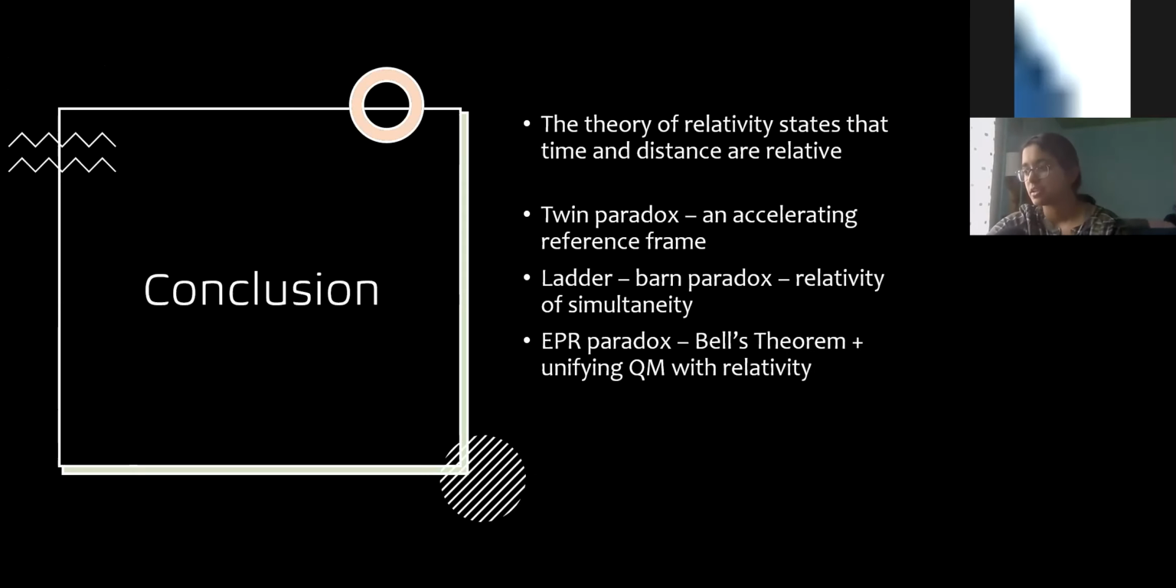So, in conclusion, the theory of relativity states that time and distance are relative, and all inertial reference frames are equally valid. Length contracts, and time moves slower for moving reference frames. We also went over these three paradoxes that aren't really paradoxes. The twin paradox can be resolved by recognizing that one of the twins is in an accelerating reference frame, so special relativity doesn't apply. The Ladder-Barn paradox can be explained by the relativity of simultaneity, and the Einstein-Podolsky-Rosen paradox was resolved with Bell's theorem, and it still leads to questions about unifying quantum mechanics with relativity today.